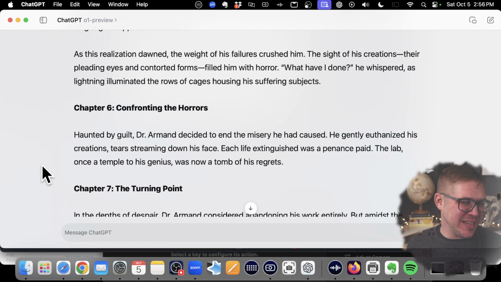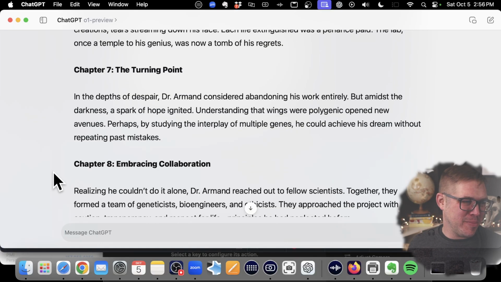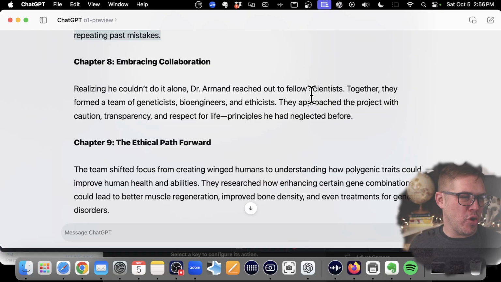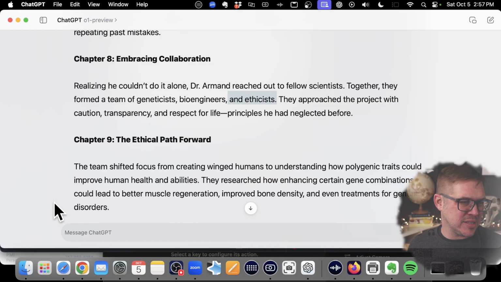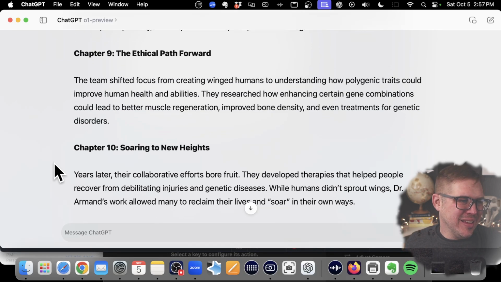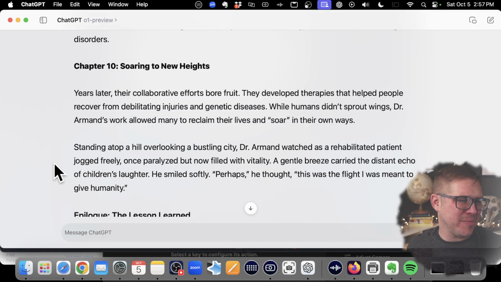Then he confronts it. Tears streaming down his face. It's very bad. He abandoned. No, he doesn't. Maybe he could do it. Oh, this is wrong. He couldn't do it alone. Reached out. Ethicists, geneticists. Respect life. Ethical path forward. I don't like how it just turned into ethical. I mean, if you're ethical, maybe you just don't do this, right? It seems cheap.